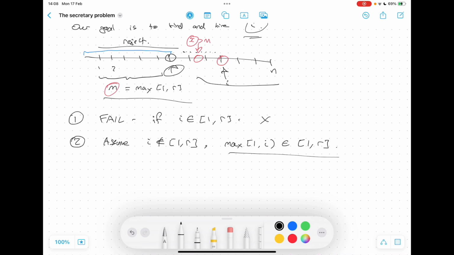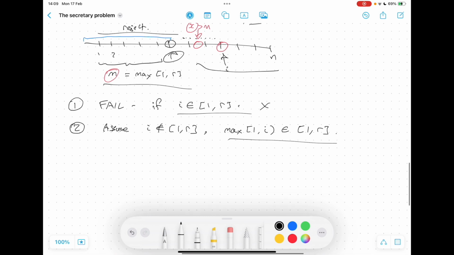So we are left with two conditions that if we want our algorithm to succeed, we need I to be greater than R, naturally. And we also need max of 1 to I to be smaller or equal to R.